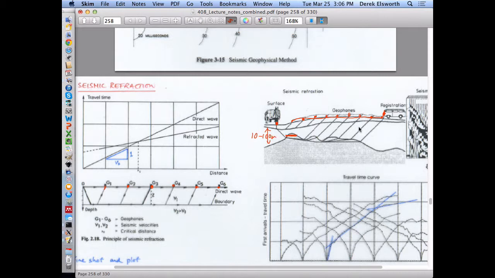And so the length of your array that you use might be, say, if you have 10 geophones, 10 times the depth that you want. So it might be 100 meters long, or it might be a kilometer long. A kilometer would be large.